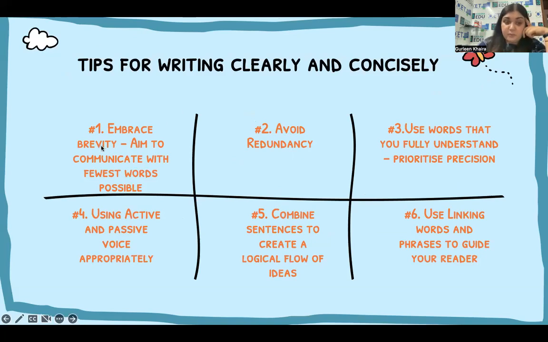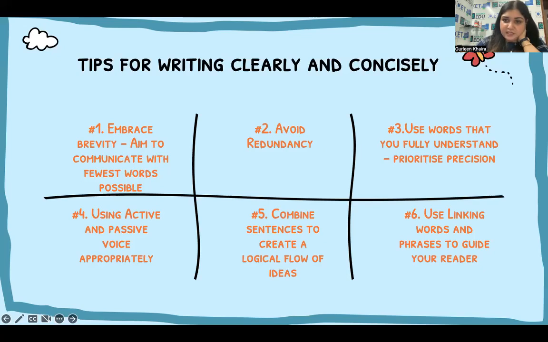The first one is embrace brevity, which means write in a concise manner. Aim to communicate with the fewest words possible. Second one is avoid redundancy. What do you think redundancy is? Sometimes using words unnecessarily. Sometimes 2 words that are placed together convey the same meaning. And we'll discuss the examples in this class, but that's what we need to avoid, using words unnecessarily.